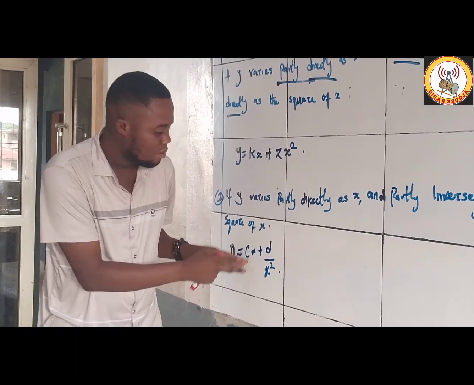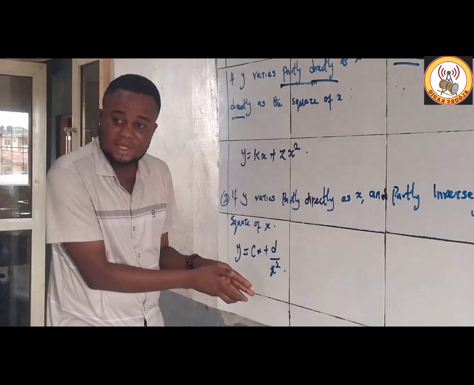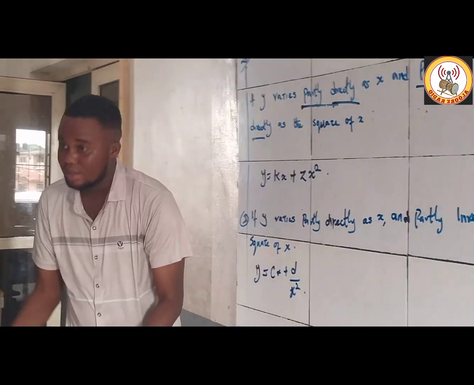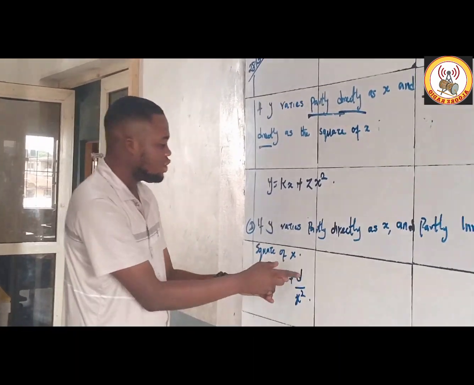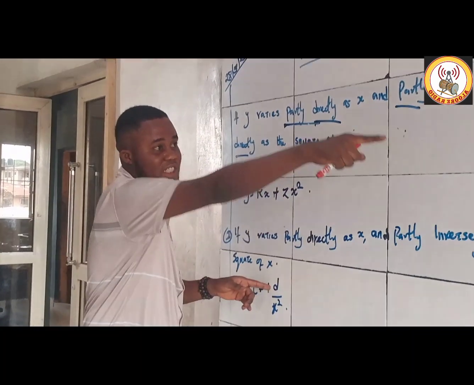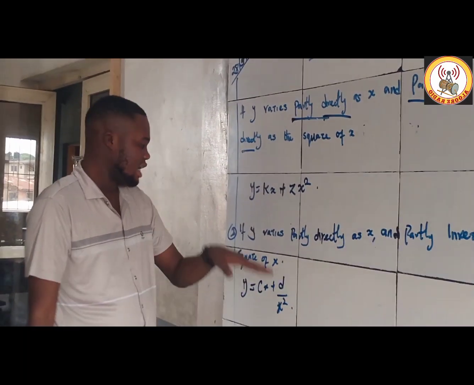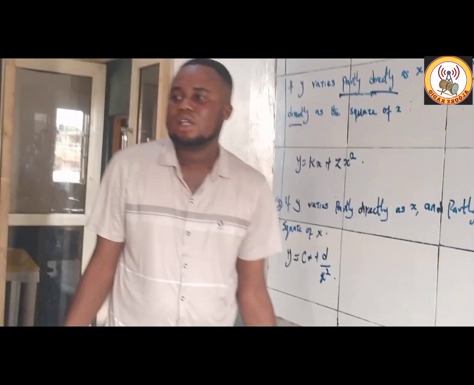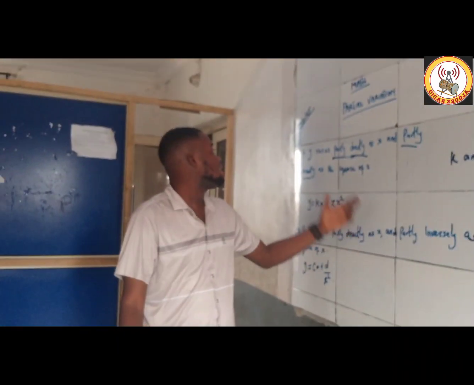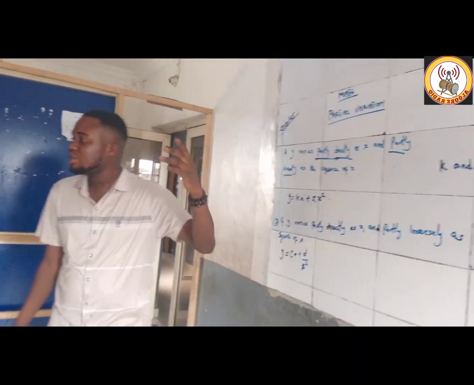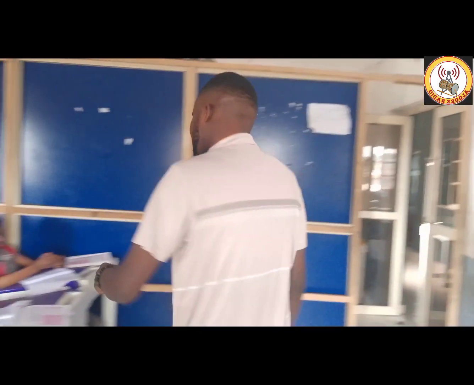Plus our inverse. Your inverse is 1 over, right? So that will be your constant D over your variable, which is X squared. And the third one, they can ask you that if Y is constant. Let's do that third one.